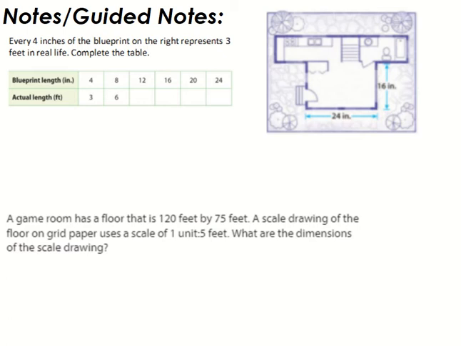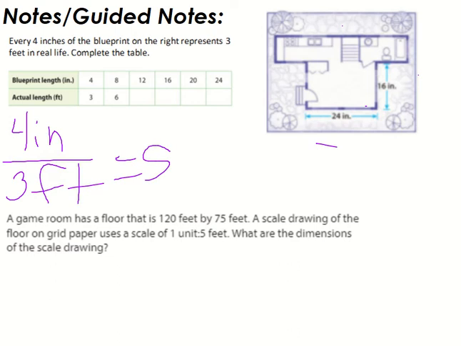So in this one, for every 4 inches in this blueprint, there is 3 feet in real life. So if we were going to write our scale, we would write it as 4 inches for every 3 feet. This is our scale. Remember, we always take our drawing over the real thing. And it says right there, 4 inches in the blueprint, that's the drawing, 3 feet in real life.